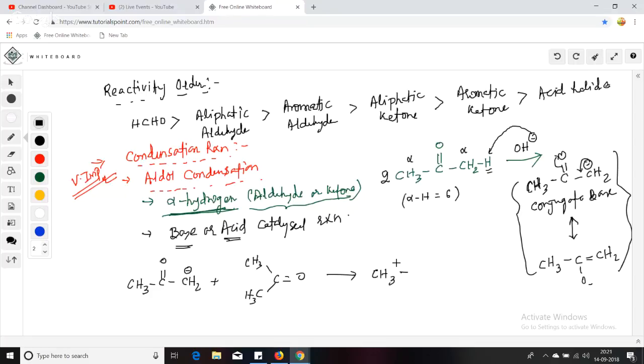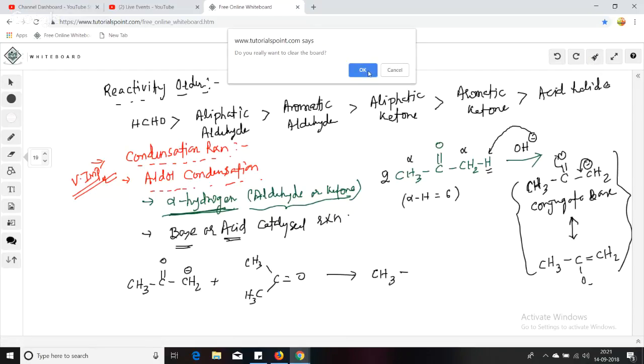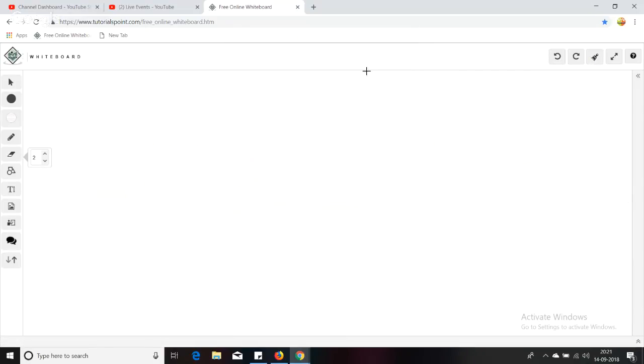Okay, so we can do this. Let me erase this first, or suppose we take another page. Now we can take any other example also. Why this H plus is being lost, we can easily understand because of that resonating structure: the conjugate base that you have is resonance stabilized.